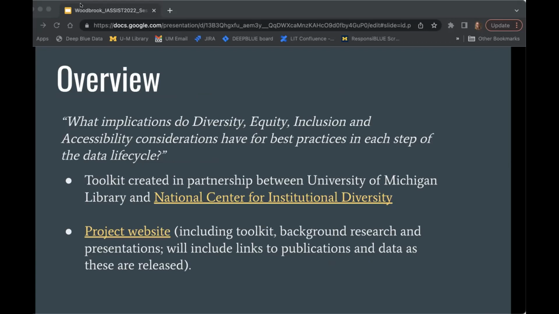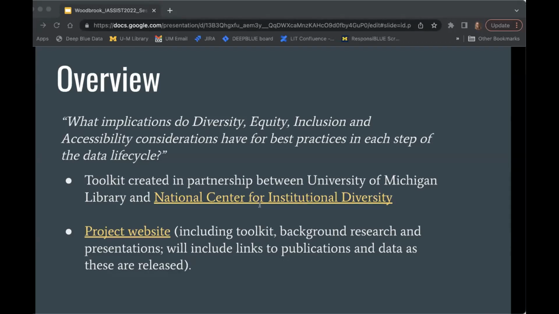But just very briefly, the overall project was based at the University of Michigan Library, and it was conducted by several of us at the library in partnership with the National Center for Institutional Diversity, which is an on-campus organization supporting scholars doing diversity scholarship. That's a term they use and define as any scholarship examining and seeking to affect social issues such as identity, representation, repression, inequality at the individual, group, community, and institutional levels.